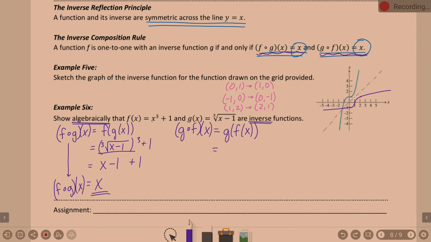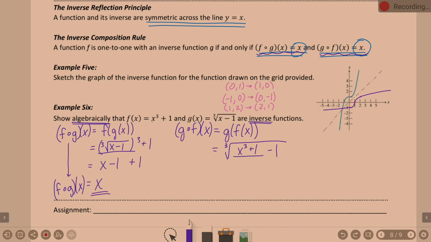So now that means I'm taking f and I'm going to put it into g. What is my g? My g is the cube root of something minus 1, right? But I'm going to plug f in. What is f that I'm plugging in? X cubed plus 1. So in place of x, I replaced it with x cubed plus 1.